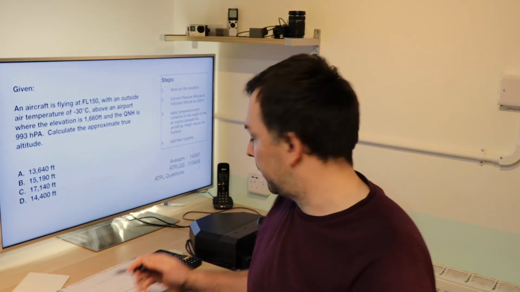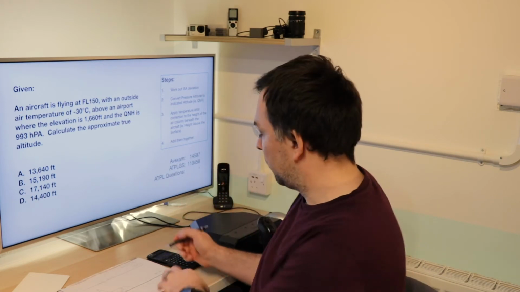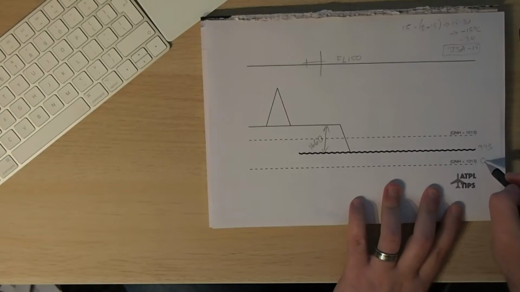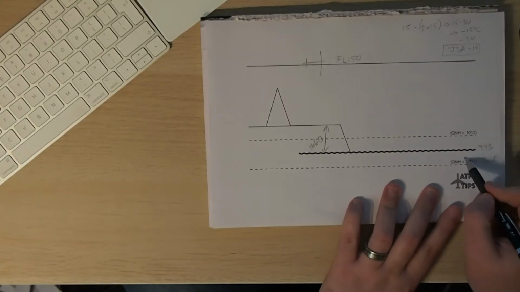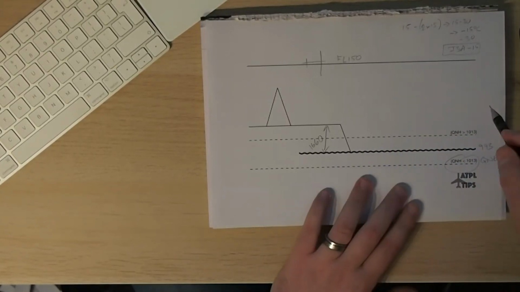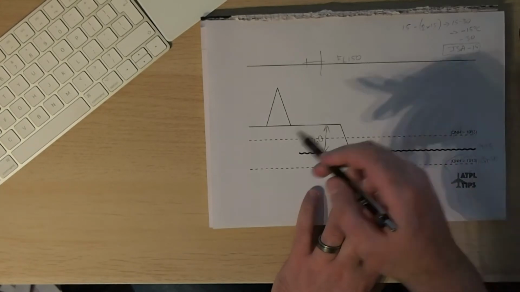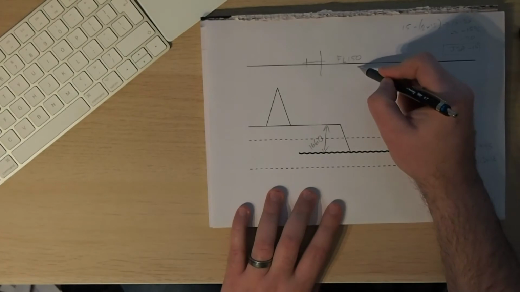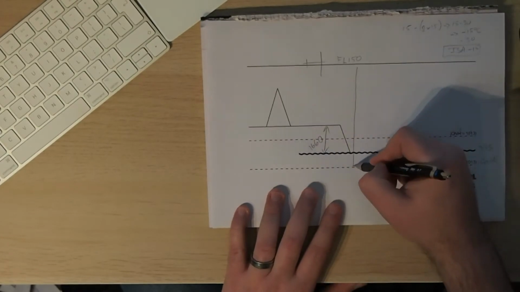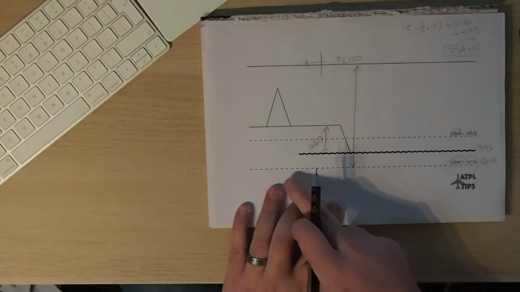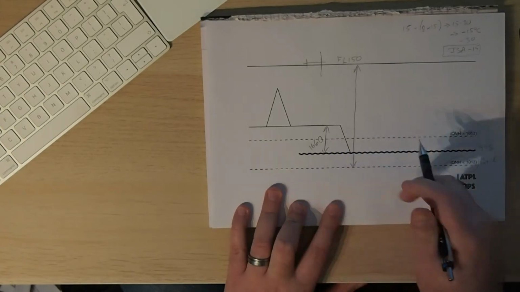Okay, so the QNH is lower than 1013, and as you remember from the previous question, air pressure decreases with altitude, which means that our QNE level is going to be below sea level. So we can ignore this one. So our QNE is down here, so our flight level reference of 15,000 feet is actually in reference to this plane, the 1013 plane down here.